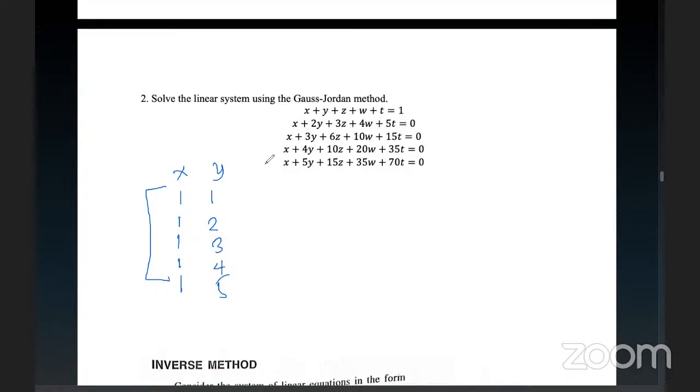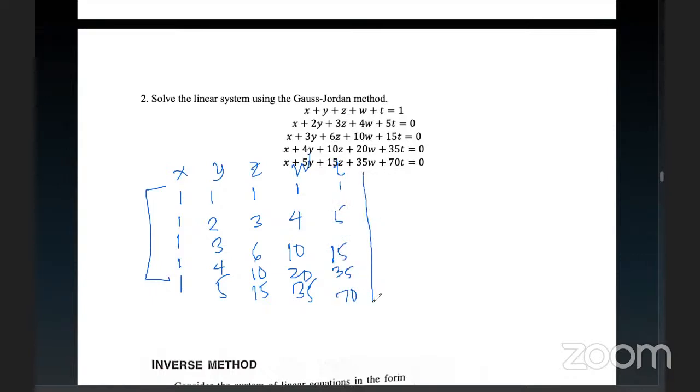Para dun sa third column, so coefficient naman ni Z. 1, 3, 6, 10, 15. Yung fourth column natin is yung coefficient ni W. So, 1, 4, 10, 20, 35. And then yung last column natin, coefficient ni T. So 1, 5, 15, 35, and 70.